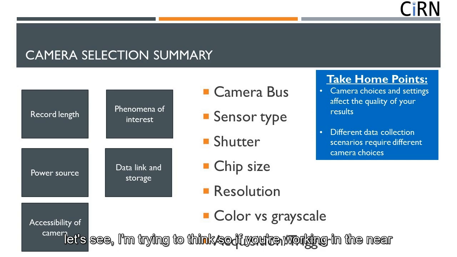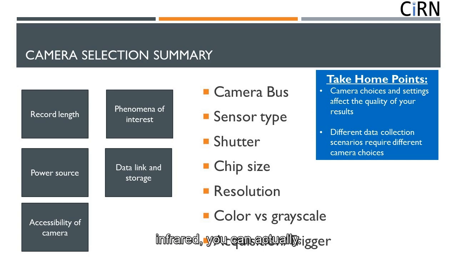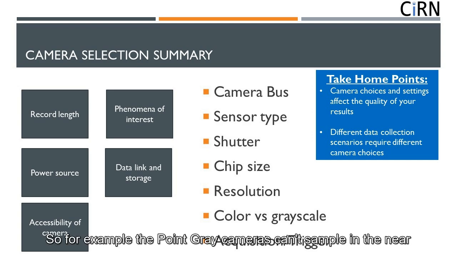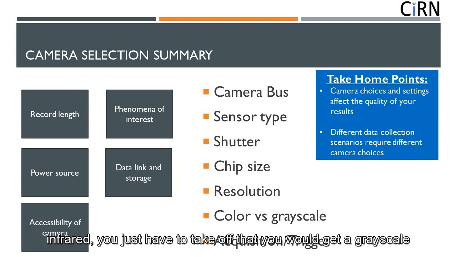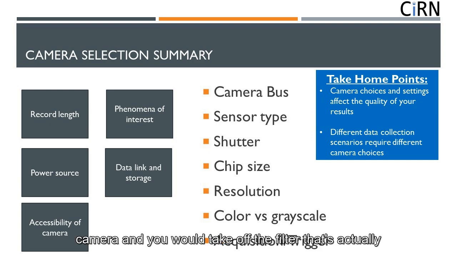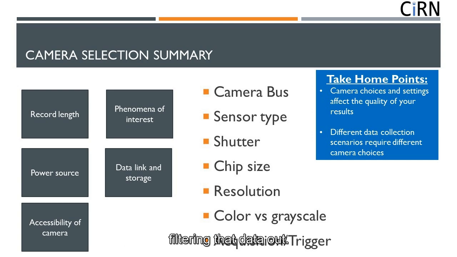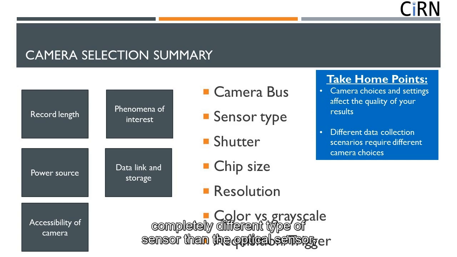If you're working in the near infrared, for example, the Point Grey cameras can sample in the near IR. You would get a grayscale camera and take off the filter that's actually filtering that data out. So you could do it that way. And then a real infrared camera is a completely different type of sensor than the optical sensor.